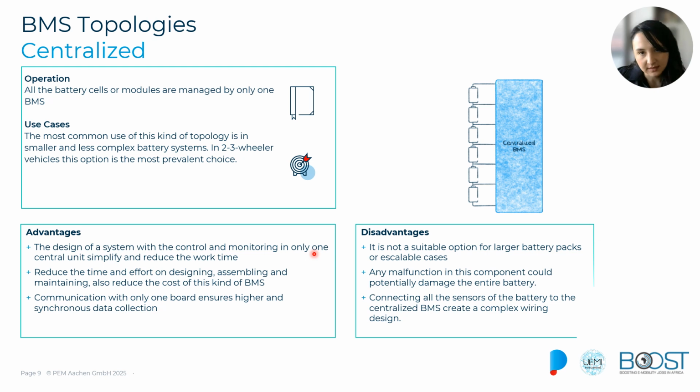Some of the advantages of this topology. When we only have one central control unit, the complexity of the whole system is reduced. This makes the design process simpler, cheaper, and also straightforward. In addition to that, as we have fewer components, it means that we also have less circuitry, and as a consequence, there is a lower material cost and production cost of this kind of topology.